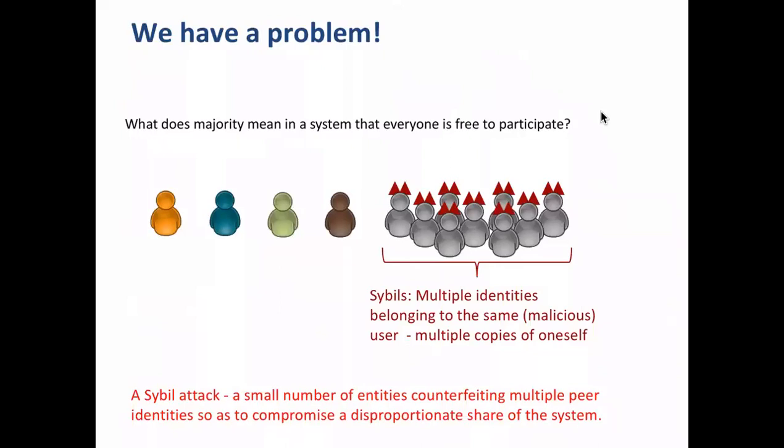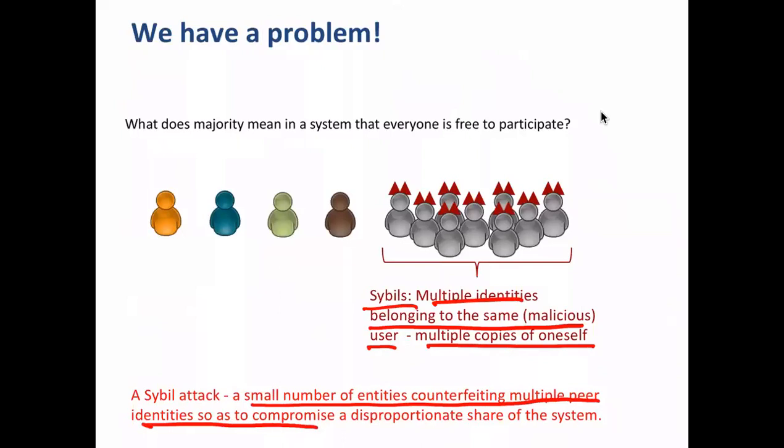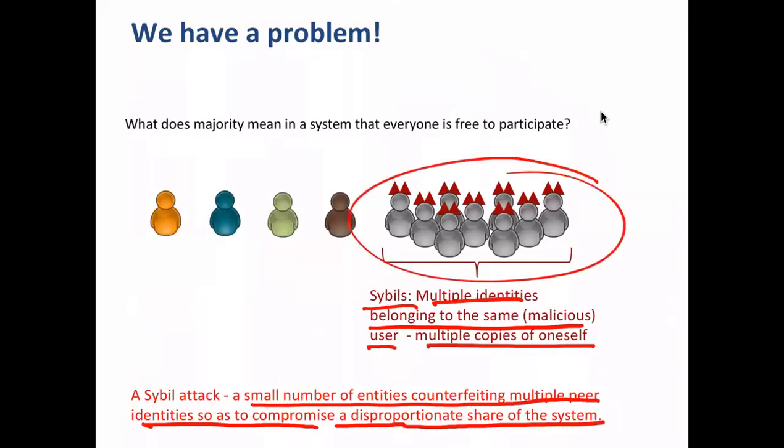So this is called a Sybil attack: multiple identities belonging to the same malicious user. So basically multiple copies of oneself. A small number of entities counterfeiting multiple peer entities, so as to compromise a disproportionate share of the system. So if all these guys participate in voting, then these guys win, right? So they can now attach a malicious block with wrong transactions.